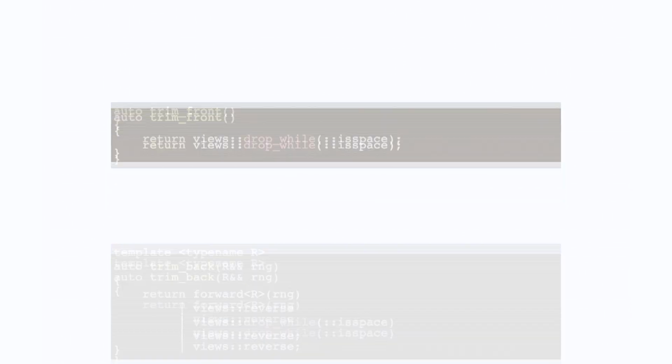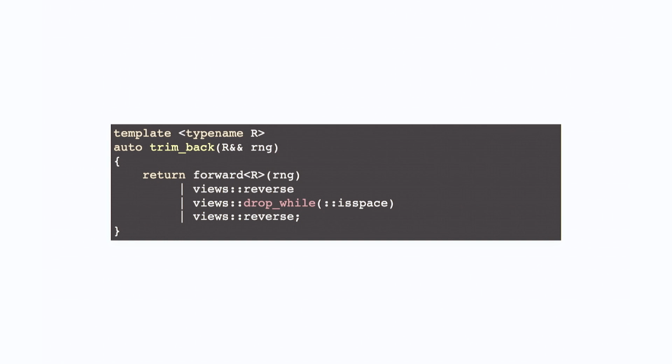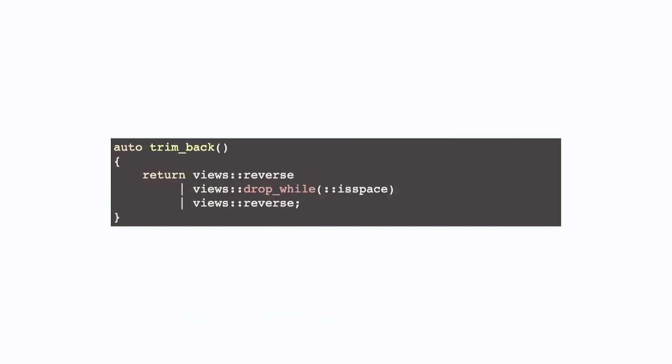So we can do that for trim front. We can do that for trim back as well. We can return views reverse composed with views drop while, composed with views reverse. And this is going to return some range adapter ready for us to pipe a range into the top of. Right? So this is really neat. This is really, really powerful stuff. This is like function composition, but happening in C++. It's amazing.